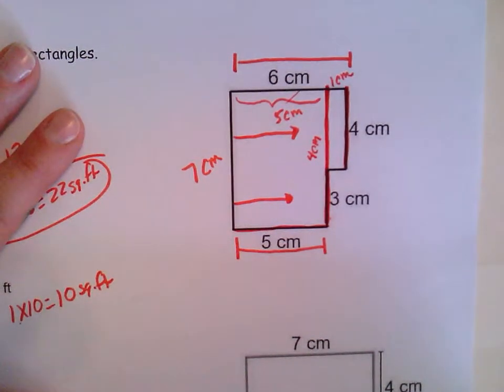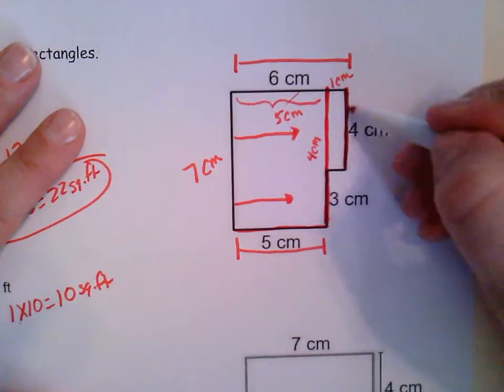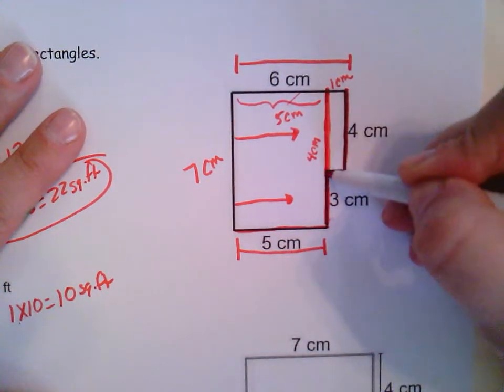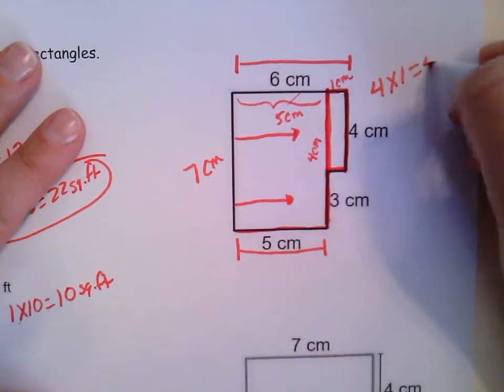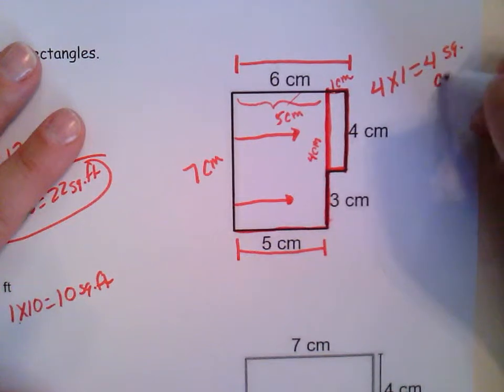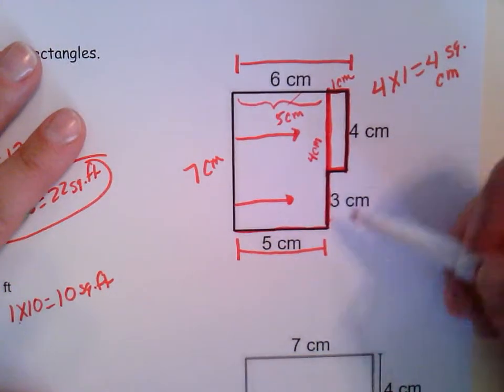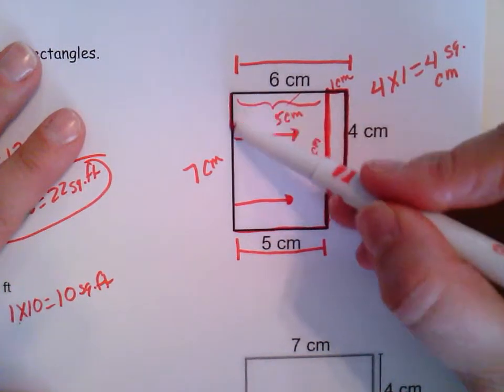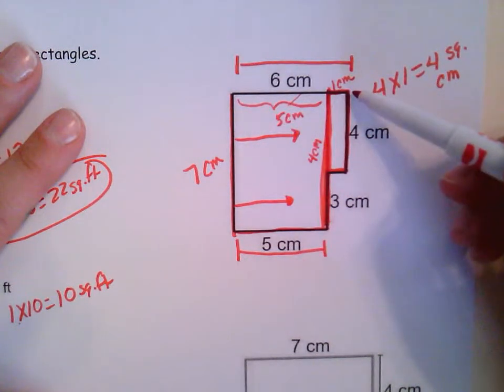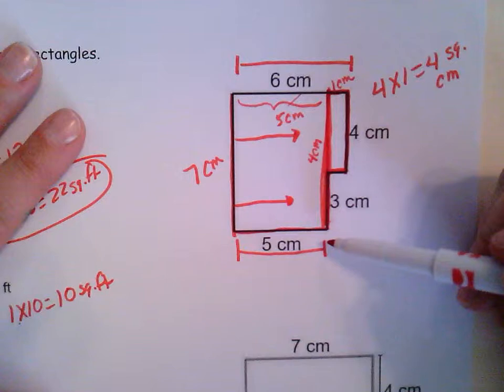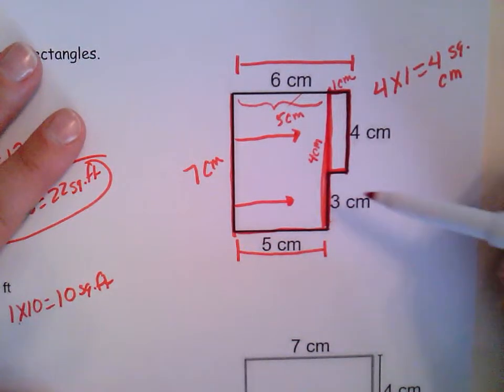Now I need to be careful to make sure I'm using the correct numbers to find the areas. So here I've got a 4 and a 4 and a 1 and a 1. So I know that this is going to be 4 times 1, which will just give me 4 square centimeters. Now down here I've got my 7 across here and my 7 here. I've got 6 up here and a 5 down here. So I have to decide which one is the piece that I want.